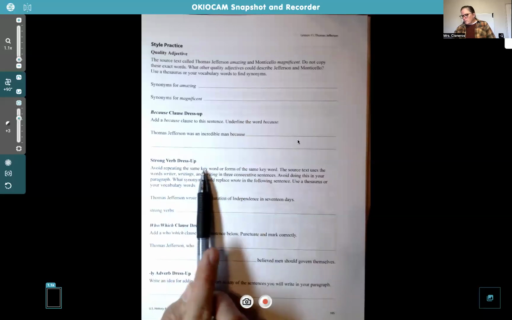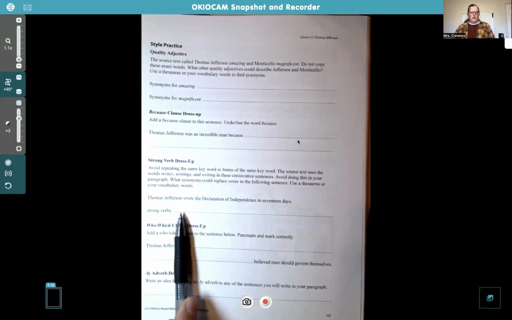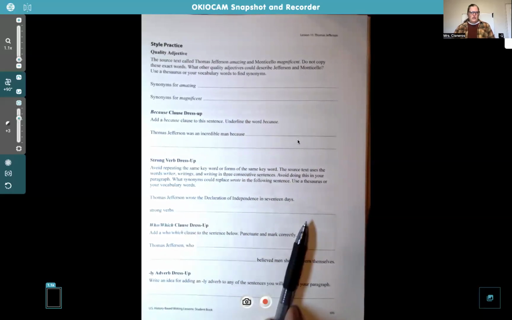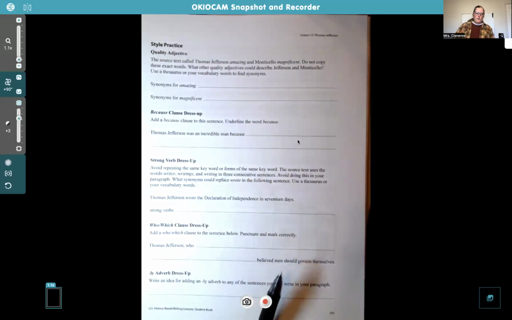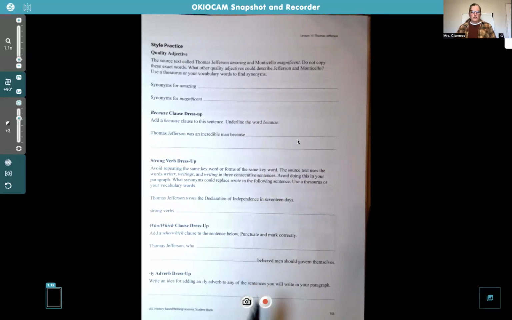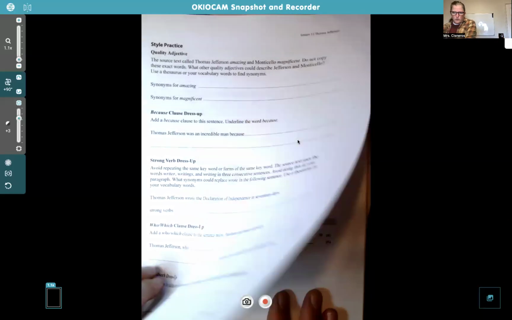All right, strong verb dress up. Here's the word wrote. So you can think of other strong verbs for wrote to put here. The who, which clause. By the way, you can use whose whenever you use a who, which clause in your article or in your paper. And then the ly adverb dress up. These are just getting your juices flowing so that when you go to write the paragraph, you already have some stuff that you thought about using. So that makes it easy if you go through these pages. So I want you to do page 105.